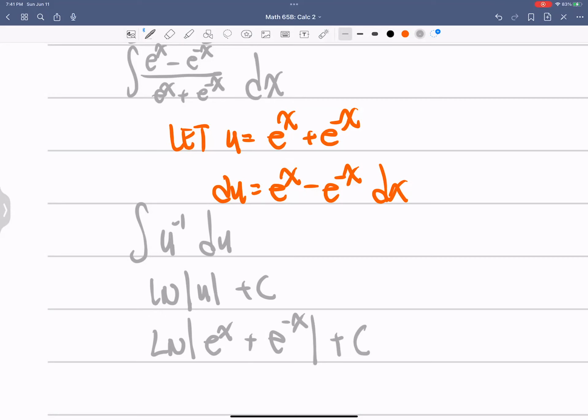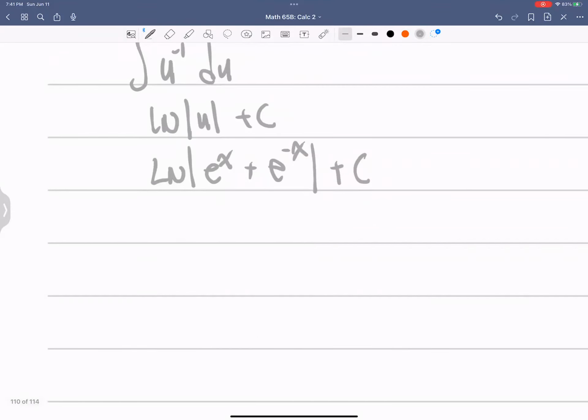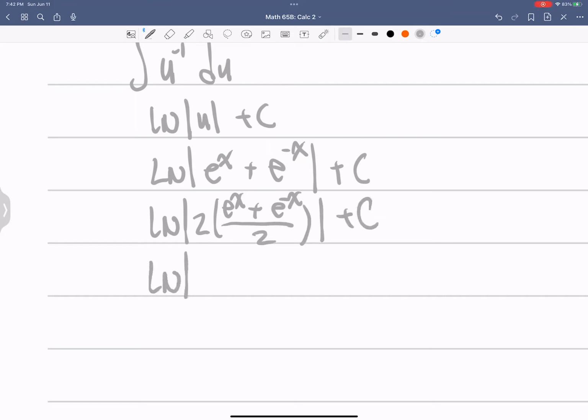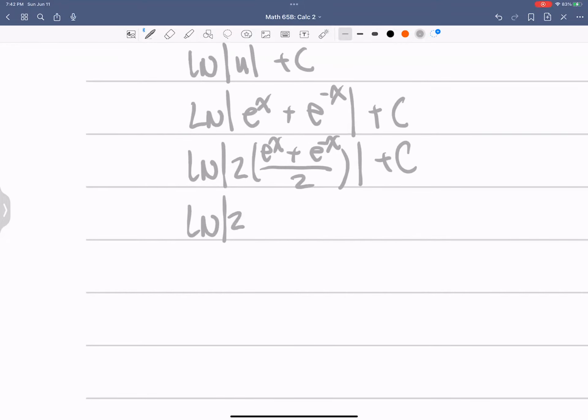We weren't in terms of e to the x, we were actually in terms of hyperbolic functions. So what I want to do is multiply by 2 times 1 over 2, e to the x plus e to the negative x over 2, plus c, and that right there is hyperbolic cosine. So ln of the absolute value of 2 cosh x plus c. And there we go. Beautiful. Perfect.